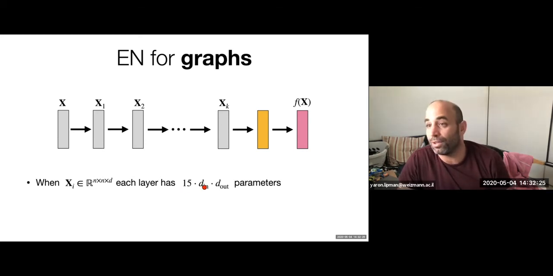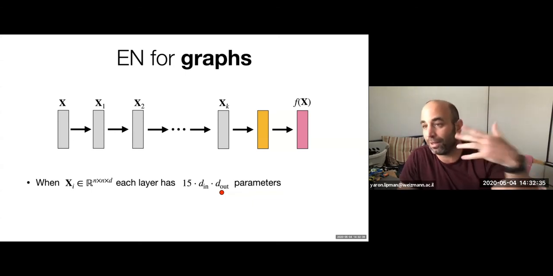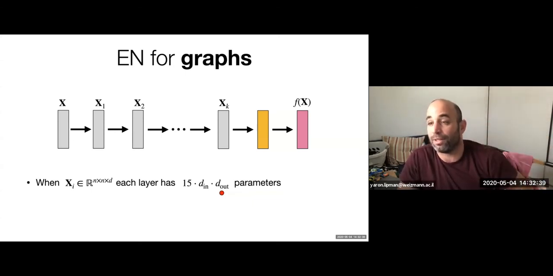And as usual, if you have a feature dimension, the number of degrees of freedom will be times d in times d out. That's because there's no symmetry in that dimension. Nothing is decreased. All the possible transformations in the feature space are available. So these networks are going to have 15 times d in times d out. Okay, that's what happened. And now, this is a well-defined creature.